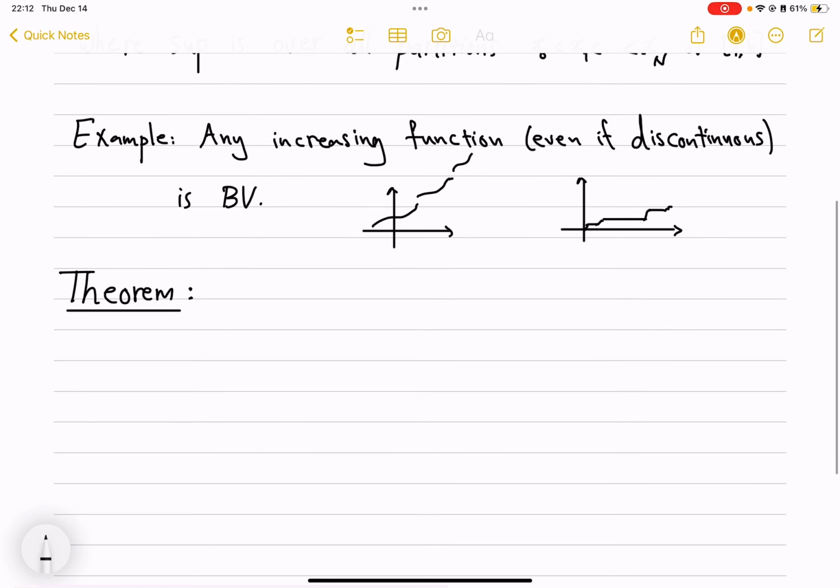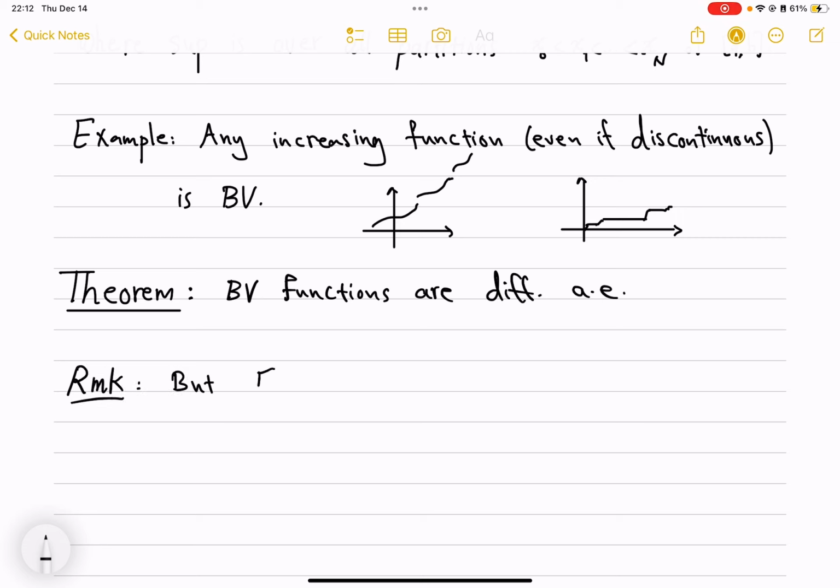We have the important theorem that BV functions are differentiable almost everywhere. So they have a derivative, but again we see that the fundamental theorem of calculus can fail for them, as both of these examples here and here show. We even looked at the simpler example of a constant function and then a different constant value. So it's differentiable almost everywhere, but the FTC fails.